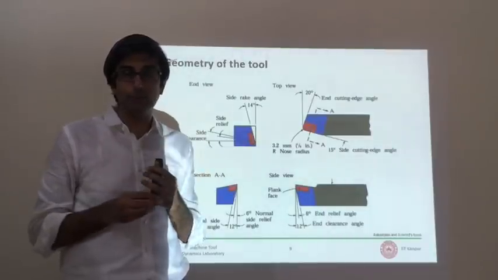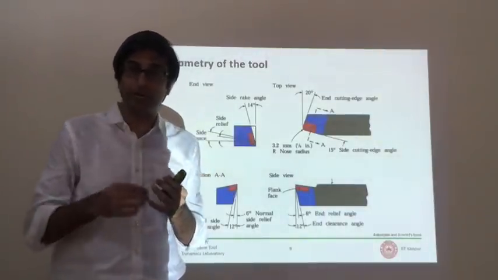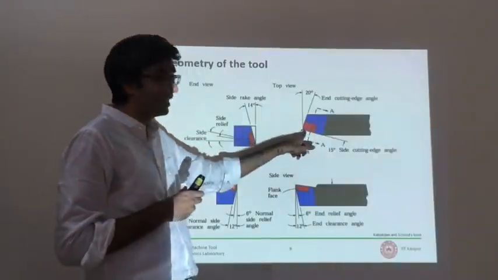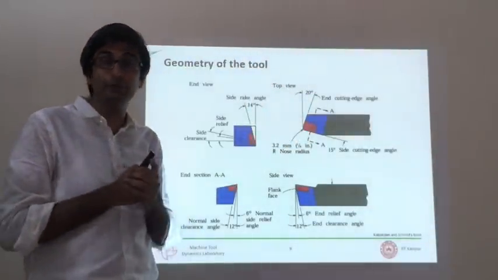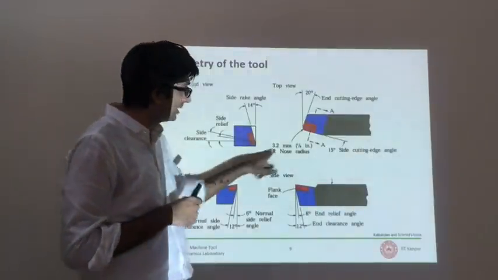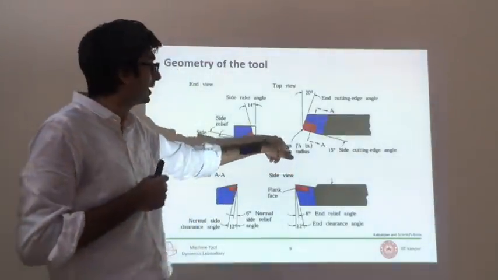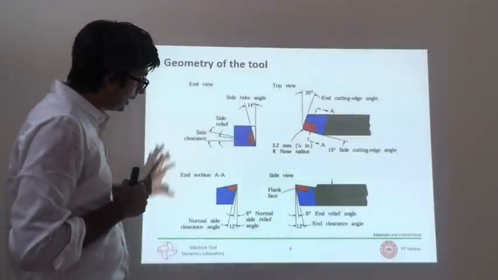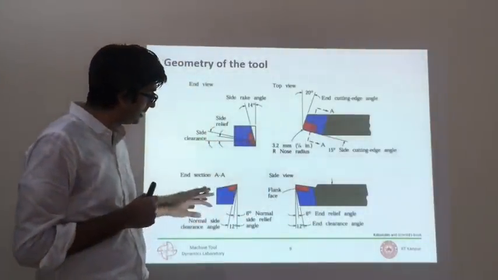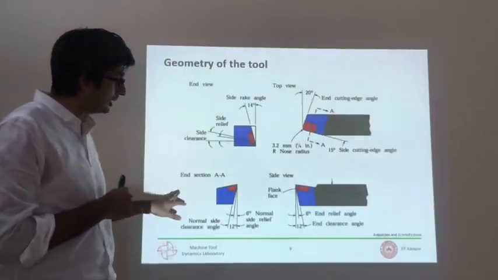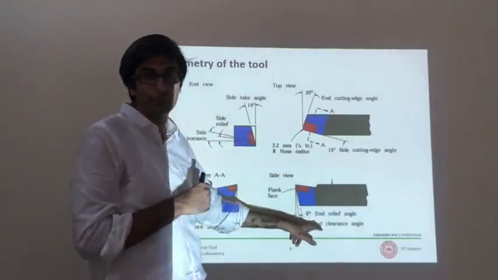It is not possible to make anything which is perfectly sharp. But this radius can vary from 0.1 millimeter to sometimes 3 to 5 millimeters. In this case, it is 3.2, which is pretty high. There are some other geometric parameters in each of these views. As you can see, there are some clearance angles here on the side view, as well as the sectional view, as well as this view.